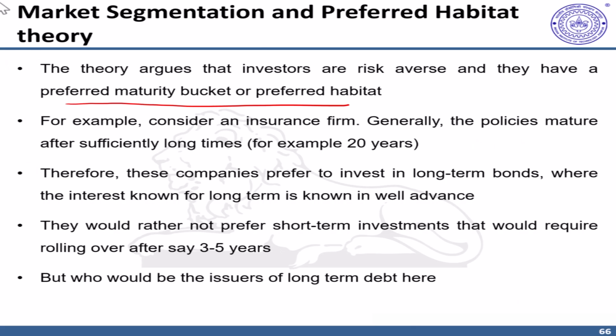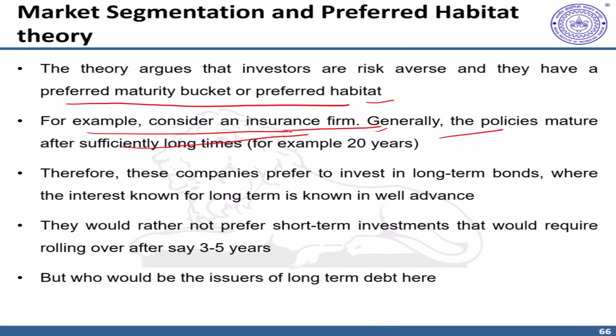The theory argues that investors are risk averse and they have a preferred maturity bucket, or what we call a preferred habitat. We all know that the sensitivity to interest rate of any project or any firm or any instrument depends upon its cash flow profile. A firm may have long-term cash flows or short-term cash flows, and accordingly its interest rate sensitivity risk.